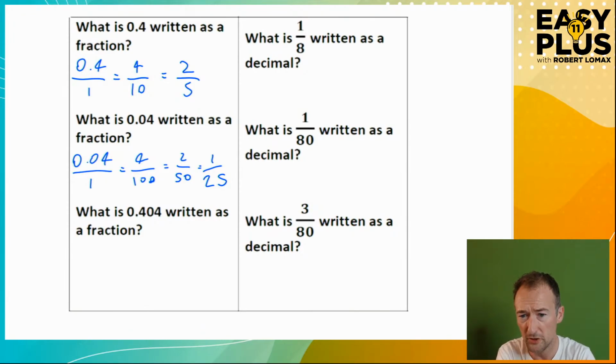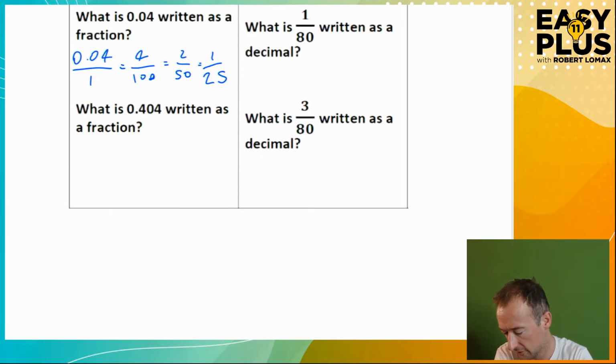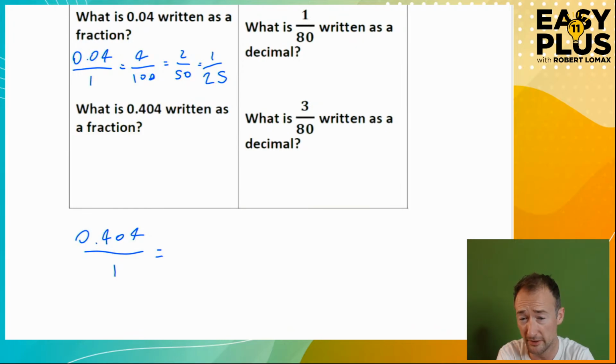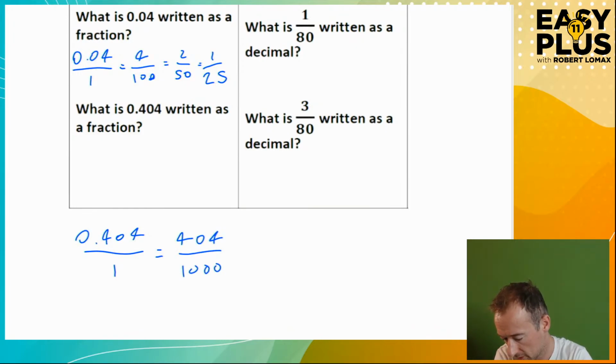Right, what is 0.404 written as a fraction? Okay, this might take a tiny bit more working, so I'm just going to scroll down and use the space down here. So 0.404 out of 1 equals, now we have to times by 1,000 because there are 3 places to move the decimal place, so 404 out of 1,000. Okay, can we simplify that? They're both even numbers. 404 divided by 2, this is easy, it's 202.